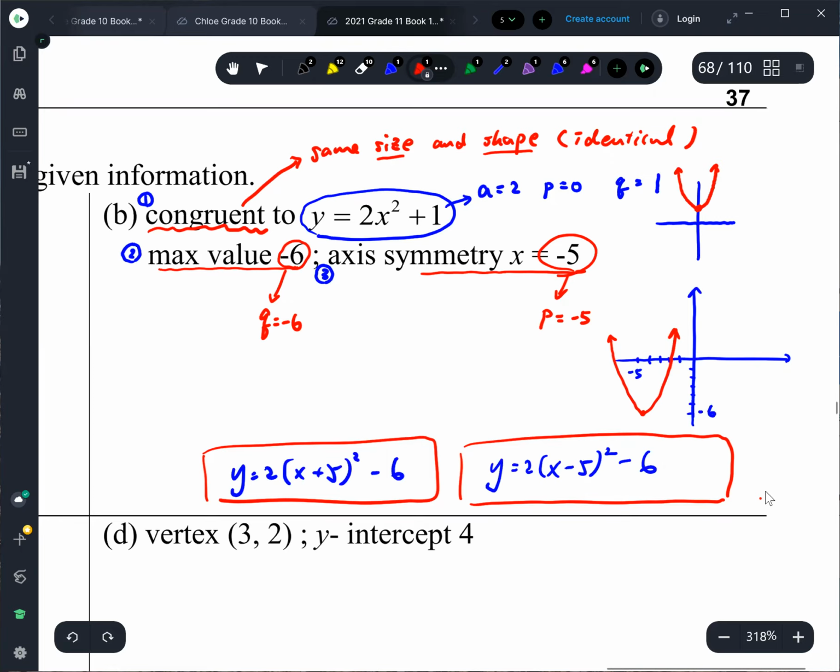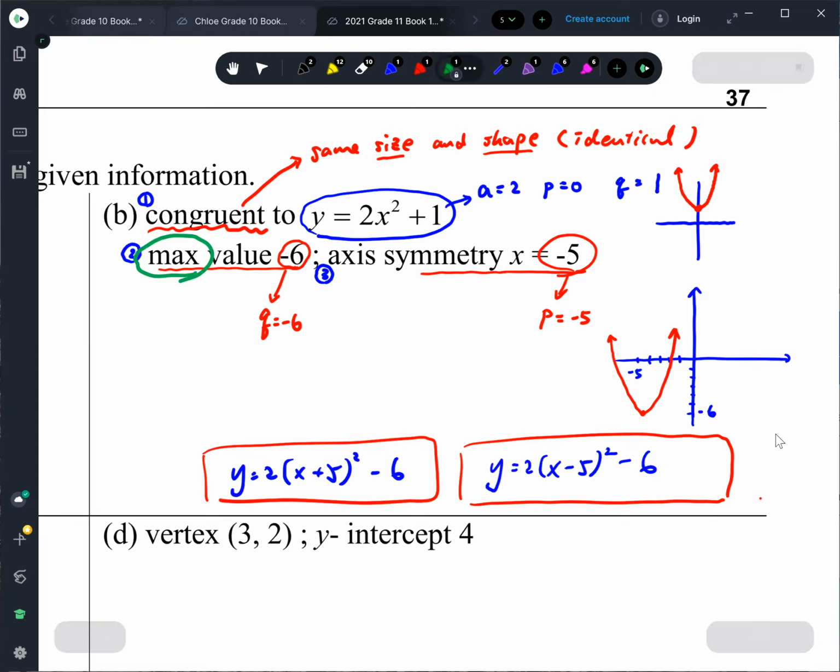here? Wait, if it's maximum value, then shouldn't it open down? There you go, very good. That's the detail that we are looking for. Good job. Maximum value, okay? Not just the value, right? Value is -6, is correct, but we want it to be maximum. So it tells us it has to be open down.